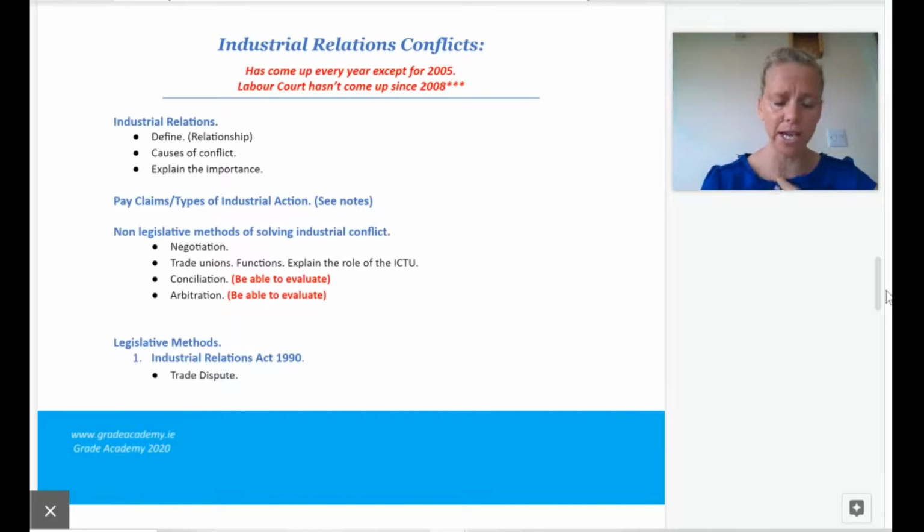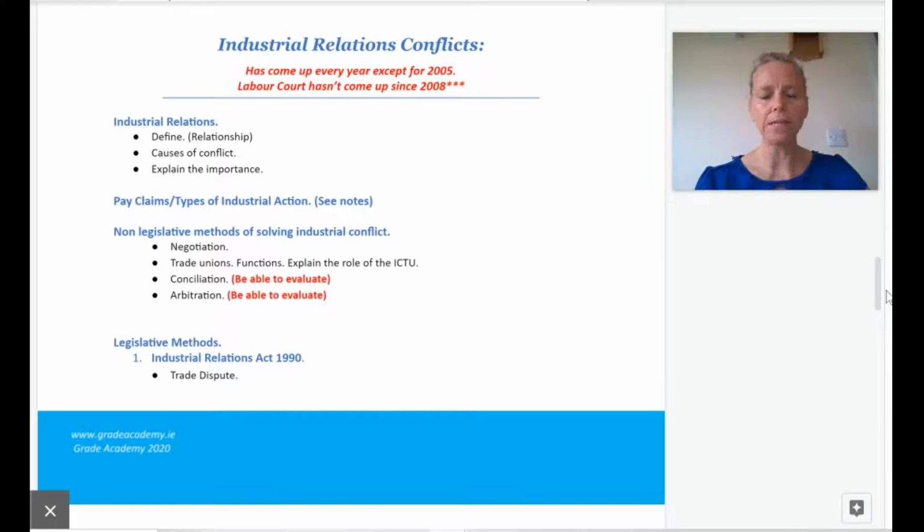So trade unions then. For trade unions, you need to be able to give the functions of the trade union, and explain the role of the ICTU. So remember, trade unions protect our employees, they provide them with information, they provide publicity for them. So they're all subheadings that we need to use. So if you get a question on the functions of a trade union, be able to write out your subheading, your explanation, and so on, or the role of the ICTU.